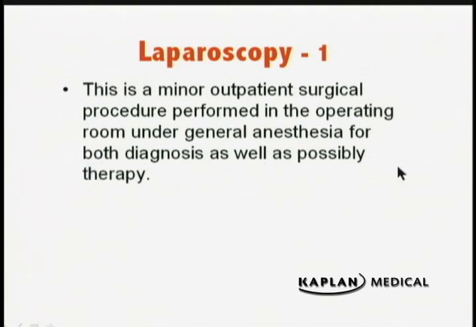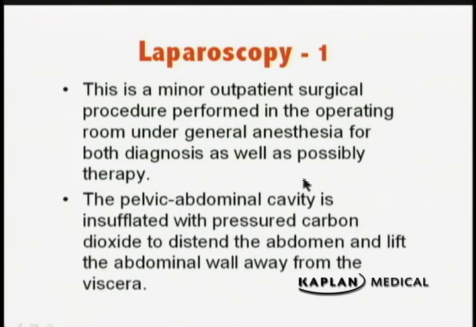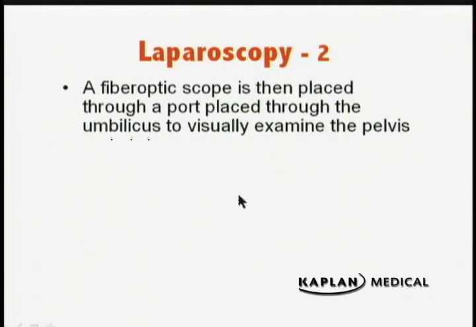The pelvic abdominal cavity is insufflated or distended with pressurized carbon dioxide. It distends the abdomen and lifts the abdominal wall away from the viscera, so when you put in your instruments, you're not going to perforate into vessels or organs. A fiber optic scope is then placed through a port, which is placed through the umbilicus. This is typically where we place it, to visualize and to examine the pelvis and abdomen.